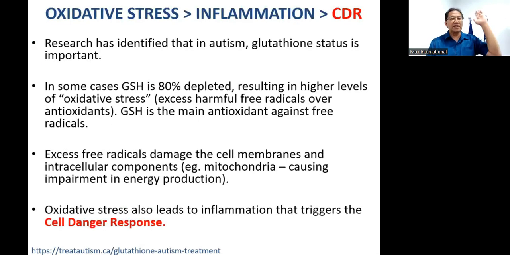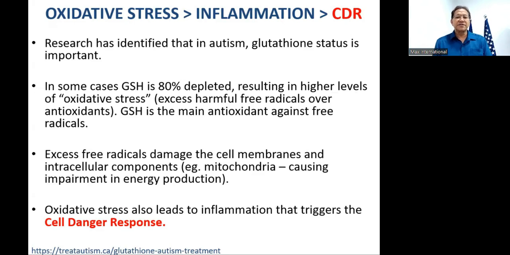Okay, now we come to the topic, it goes beyond inflammation. So we know oxidative stress causes inflammation. Then just now we saw there are other issues, autoimmunity, etc. Now I want to introduce this term, cell danger response. So this is relatively new in medicine. Research has identified that in autism, glutathione status is, I would say, very important. In some cases, glutathione is 80% depleted, resulting in higher levels of oxidative stress, which is excess harmful free radicals over antioxidants. And glutathione is the main antioxidant against free radicals, which we all know by now.